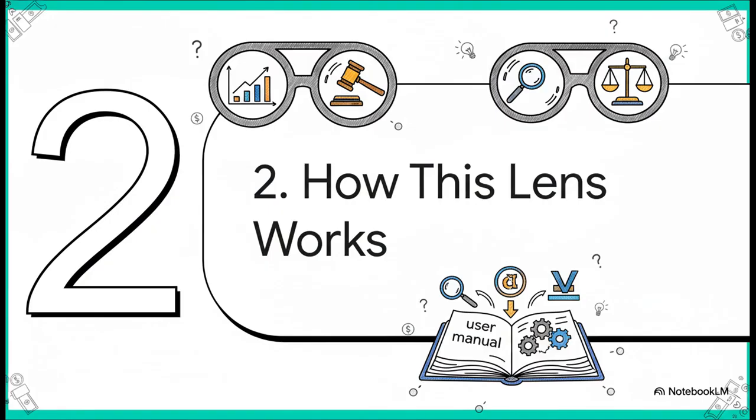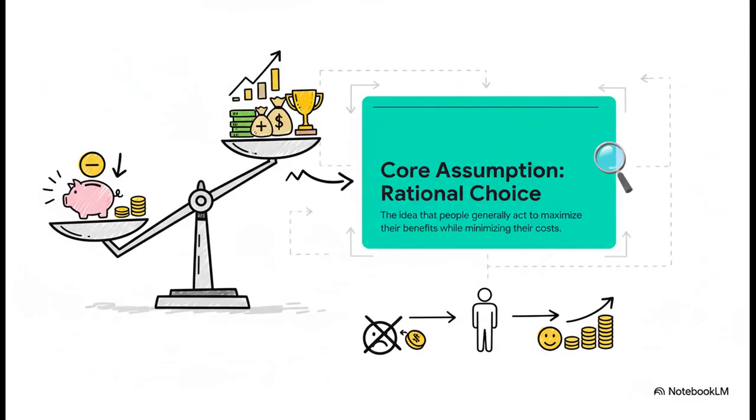So how do we actually use this lens? What are the core principles that make it tick? Let's pop the hood and take a look at the user manual for this way of thinking. Okay, so it all starts with one fundamental assumption, rational choice. It's this idea that, for the most part, people respond pretty logically to the world around them. We weigh the costs and benefits of our actions, and we try to get the most out of life. So if a law changes the price of doing something, it's pretty logical to assume our behavior is going to change right along with it.